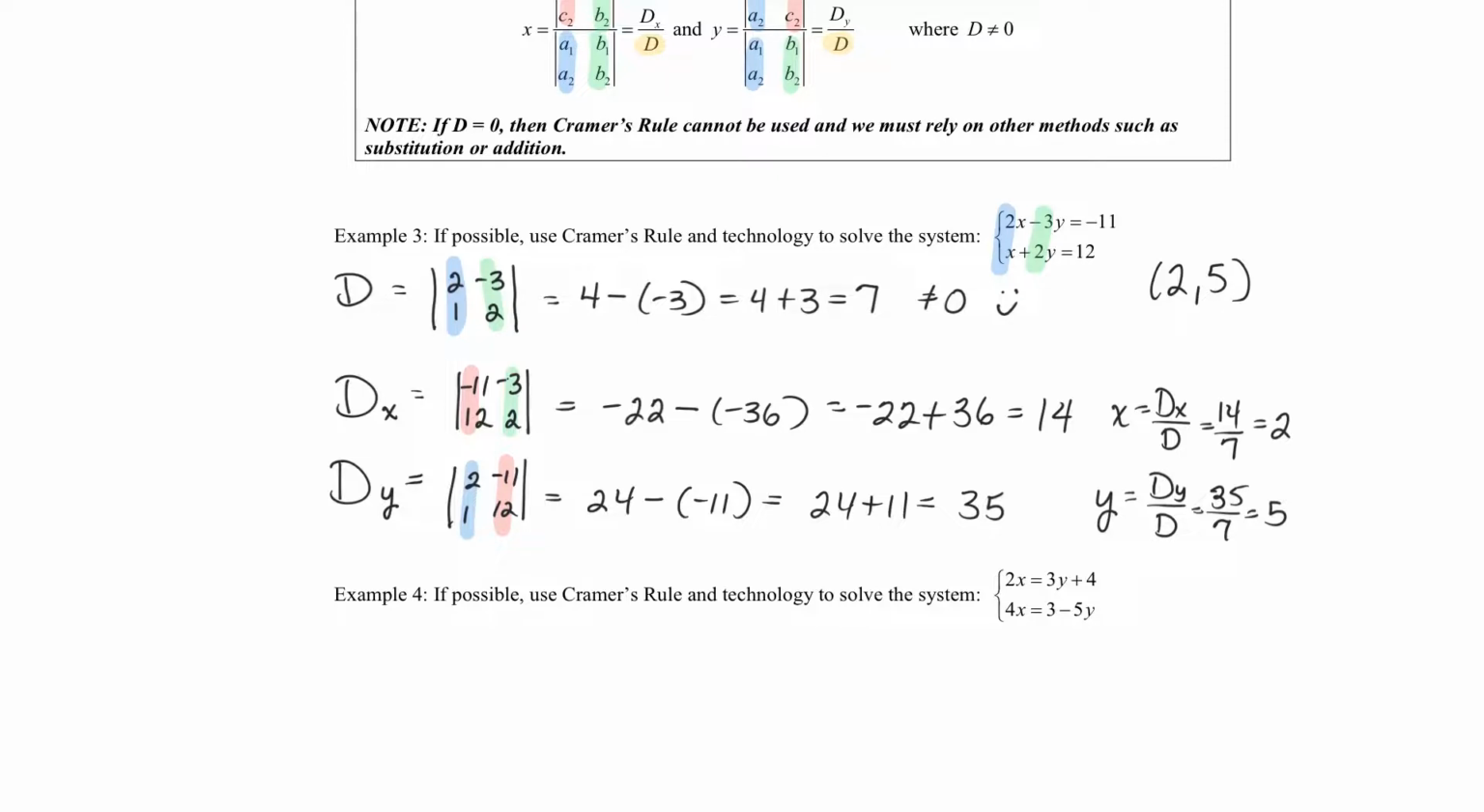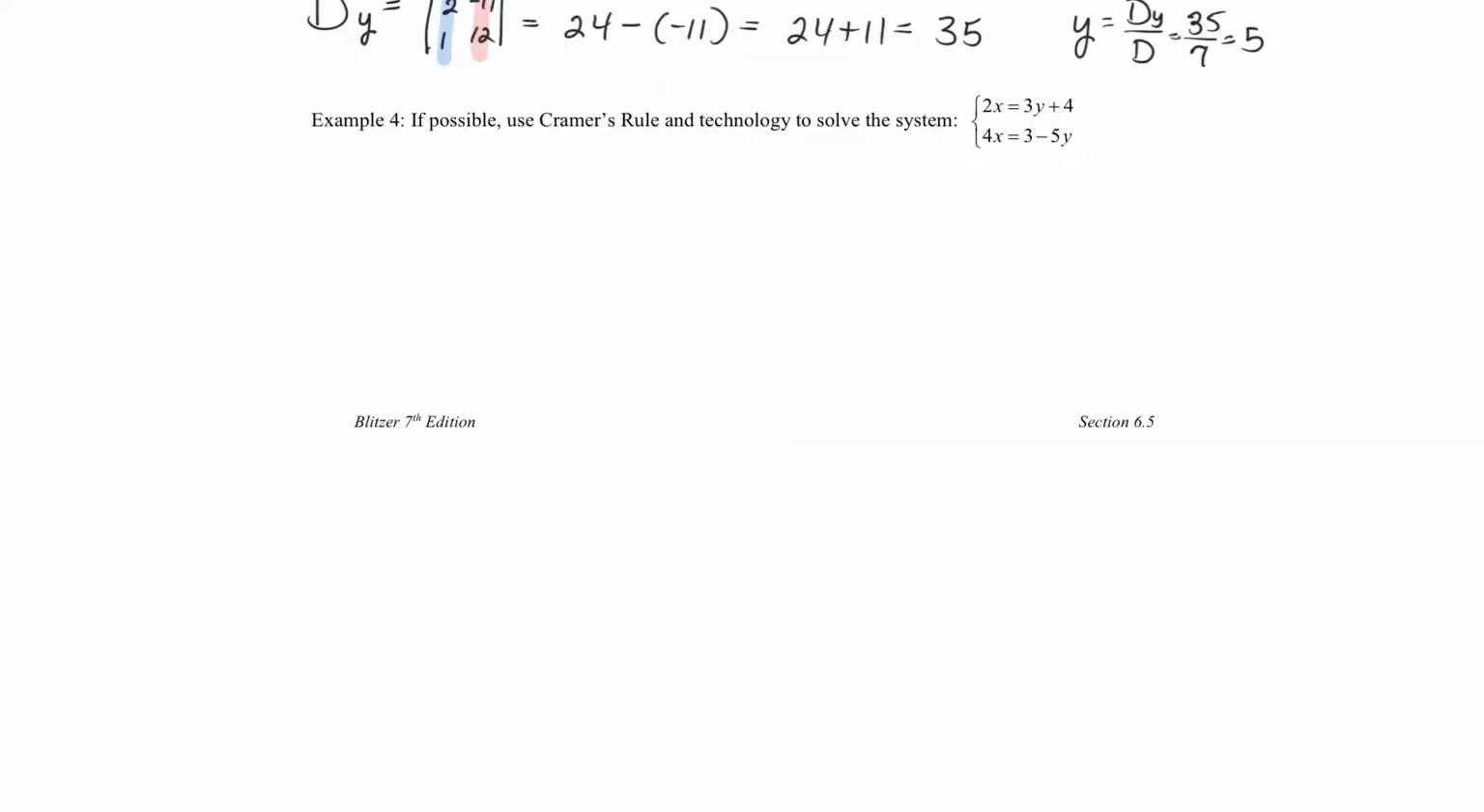And yeah, you probably could have done that one a lot quicker by using the addition method, but we're practicing Cramer's rule for when we want to have it at hand, okay? So let's do another one. So this one says, if possible, use Cramer's rule and technology to solve the system.